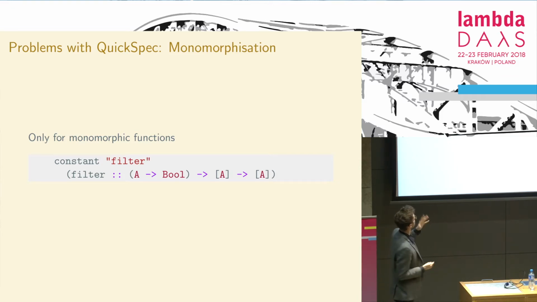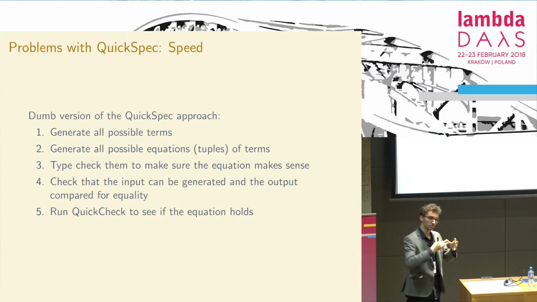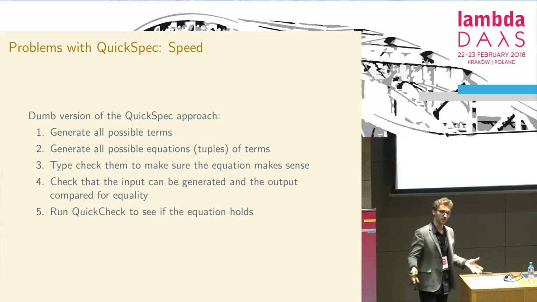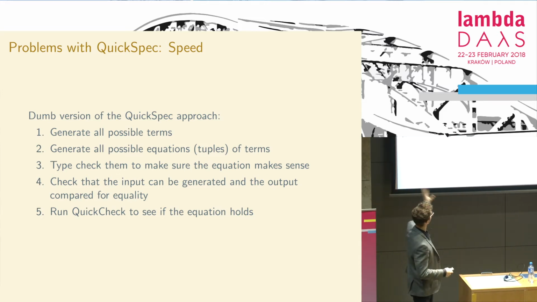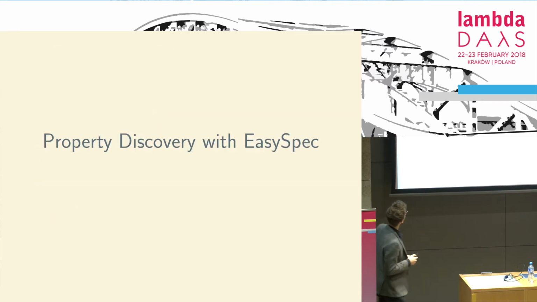There are some other problems, namely that QuickSpec can only work for monomorphic functions because you cannot generate input to parametric functions. The next problem is that QuickSpec is really slow. It tries to find all of the properties of all of your code, which can be really slow. There is some explanation here. We can skip it for this 20 minutes.